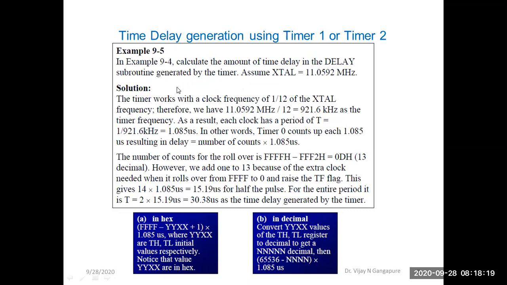Now, how much time delay will get generated by timer 0 or timer 1 if an initial count is loaded into the timer registers? Here I will read this example: calculate the amount of time delay in the delay subroutine generated by the timer, assuming the crystal frequency is 11.0592 megahertz.